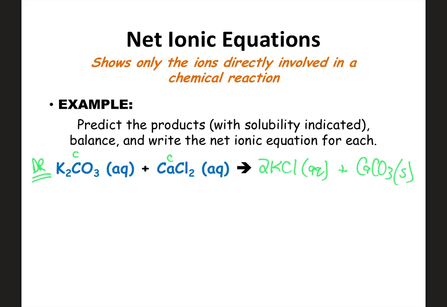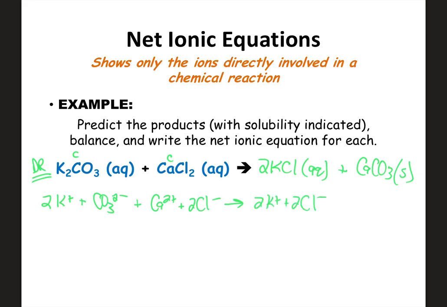Again, you would only do this because it's telling you to do a net ionic equation. Anybody who's aqueous would dissociate in water. These are ionic compounds, so they have to rip apart into their ions. So the K2CO3 is aqueous, rips apart. It's going to be 2K plus and CO3 2 minus. The CaCl2 is aqueous, so you're going to have Ca2 plus and 2Cl minus. KCl is aqueous, so we got 2K plus and 2Cl minus here.